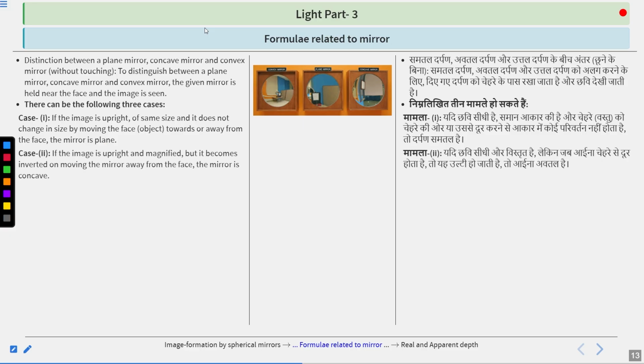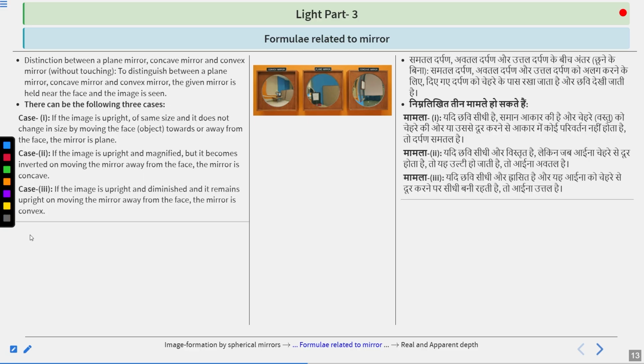Second case: if the image is upright but magnified, and it becomes inverted on moving the mirror away from the face, the mirror is concave. So if you are standing in front of a mirror, looking at your image, and you find your image is upright but not your size, but magnified, and when you move away from the mirror your image changes from upright to inverted, then the mirror is concave.